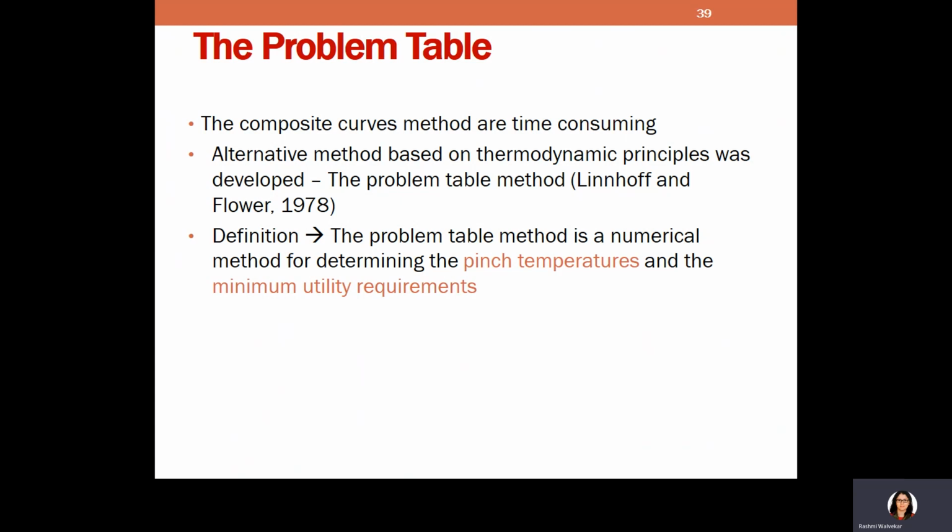So next, coming to the problem table method. The composite curve methods are time consuming. Thus, we have to use a method to solve this, because it takes a lot of time to plot this graph, adjust the curve, and measure with the scale to have a minimum delta T requirement. So we have to use an alternative numerical method.